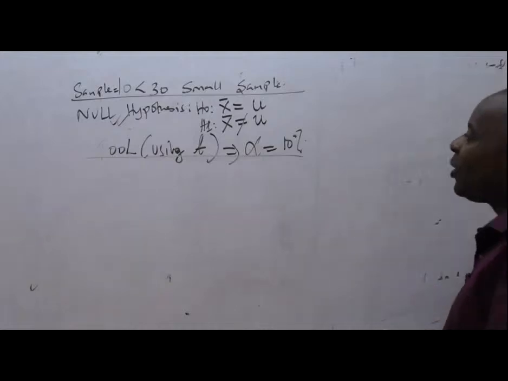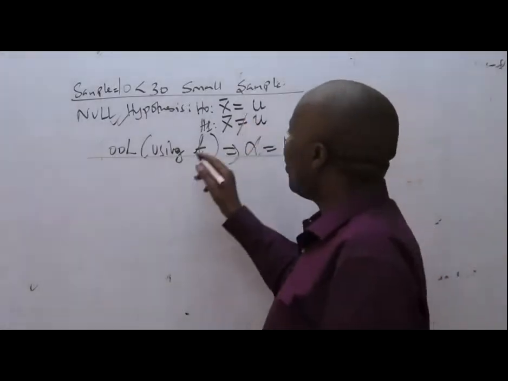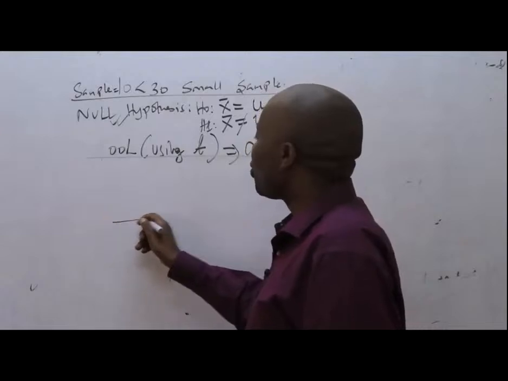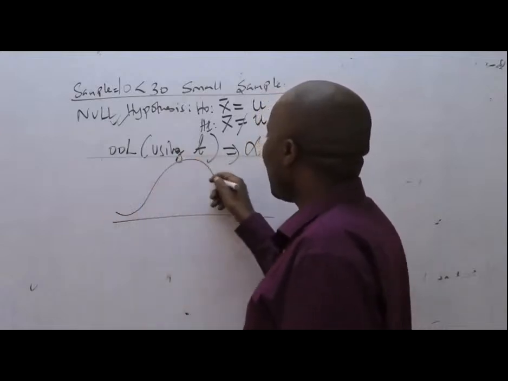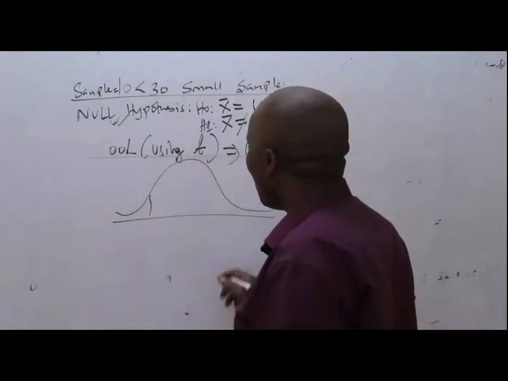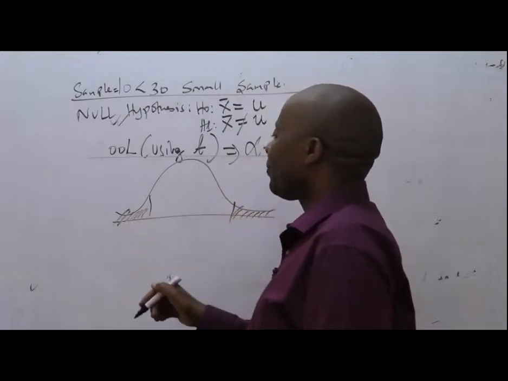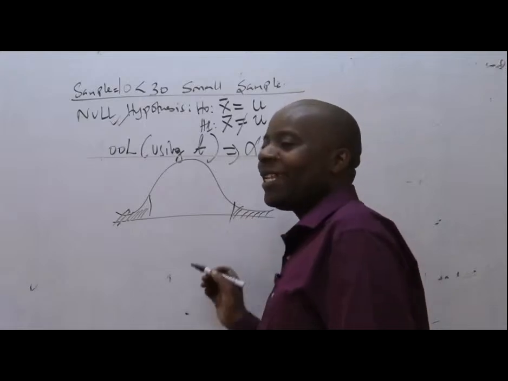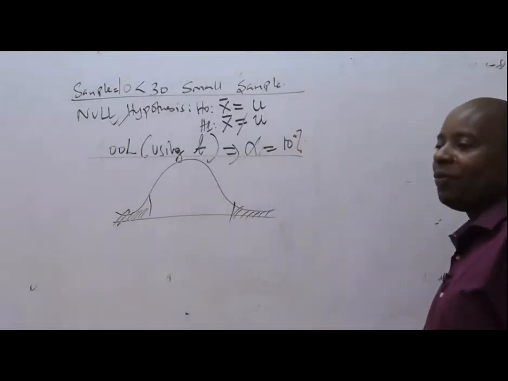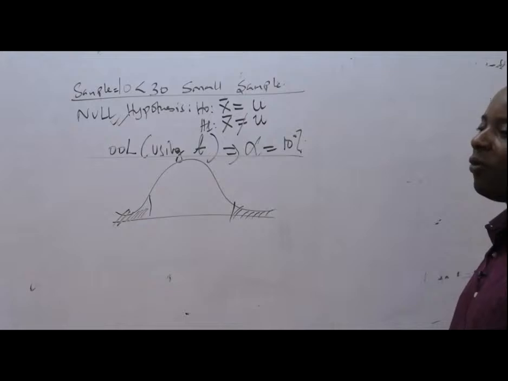Now, ladies and gentlemen, because of this inequality, what I'll come and do here is to have my two tails, because the prices could either be lower or more. The two tails like that. So could you kindly give me the area of one tail? Who can give me the area of one tail?